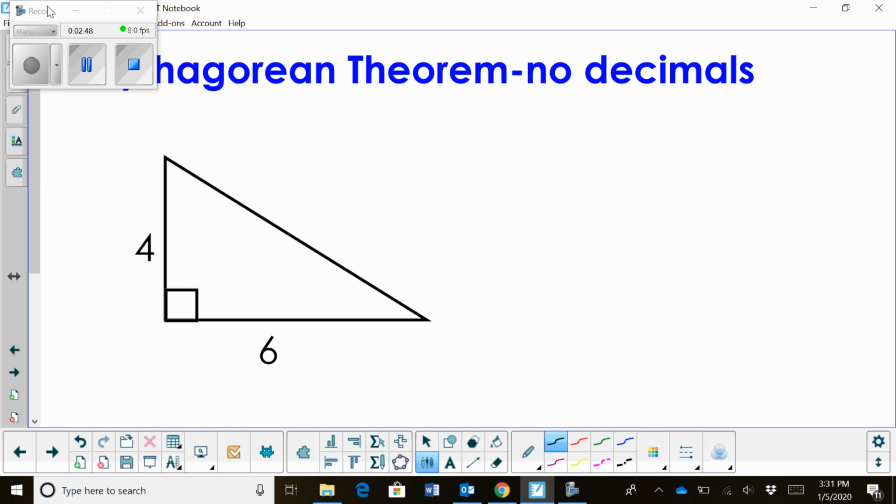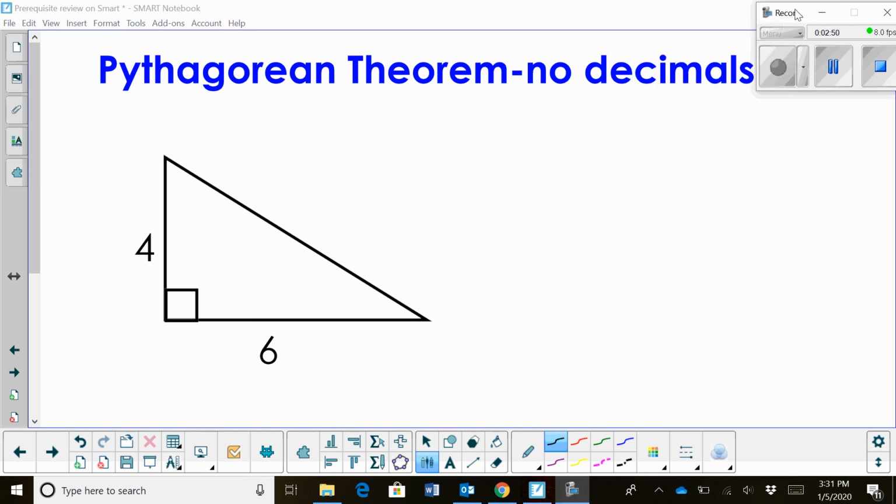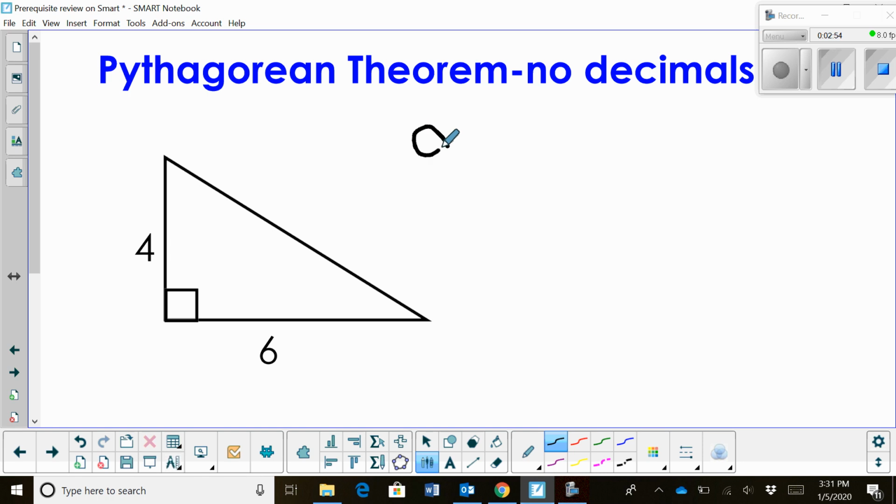Now let's talk about the Pythagorean theorem. Okay, Pythagorean theorem, I hope you remember, that's just a squared plus b squared equals c squared. And that should be very easy to remember. That's something you learned in middle school. Okay, now let's just plug and chug. a and b are both the legs, and c is your hypotenuse.